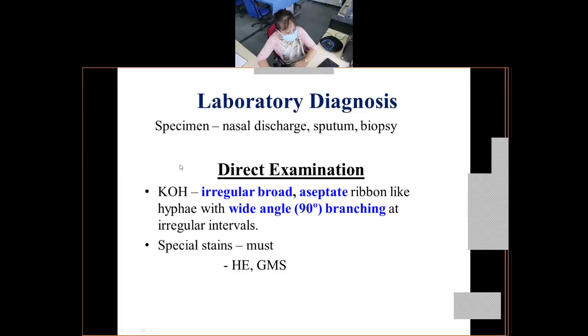So here we can do a KOH mount, where we will be able to observe irregular, broad, aseptate, ribbon-like hyphae with right-angle branching at 90 degrees, unlike in the case of Aspergillus. Aspergillus has septate hyphae; here it's aseptate. That is how you can differentiate when you look at the KOH mount. And the angulation is at 90 degrees, as compared to 45 degrees, which you see in the case of Aspergillus.